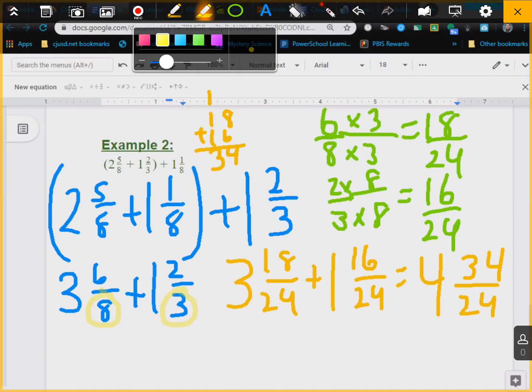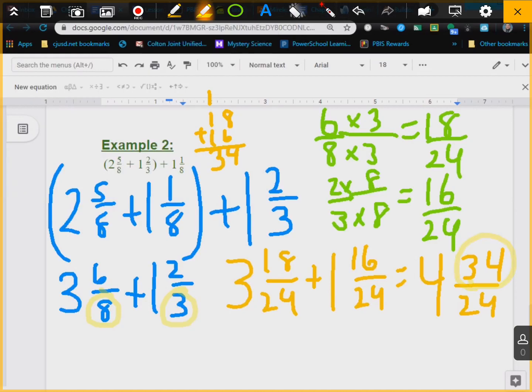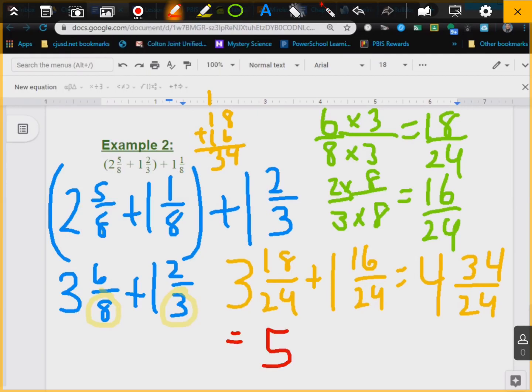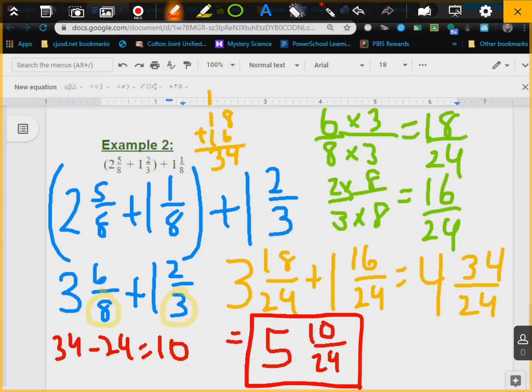Now that's an improper fraction because the 34 is bigger than the 24. So what we need to do is we need to take out 24. Okay? And we're going to add that to the 4. So I know that the 4 is going to change to a 5. Okay, I'm going to add it. And then if I take out 34 minus 24, I have 10 left over. So it's going to be 5 and 10/24. And that's going to be my final answer. Don't worry about simplest form for this one. That's going to be my final answer, 5 and 10/24. Okay, I had to take out that 24, that whole fraction, and add it to the 4. That's why it became a 5.